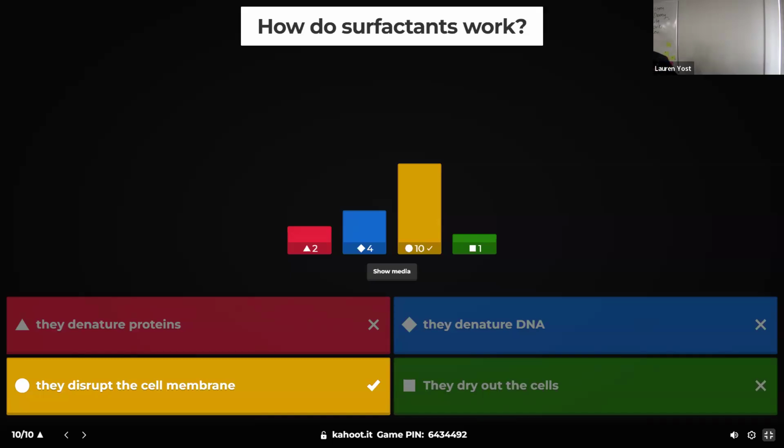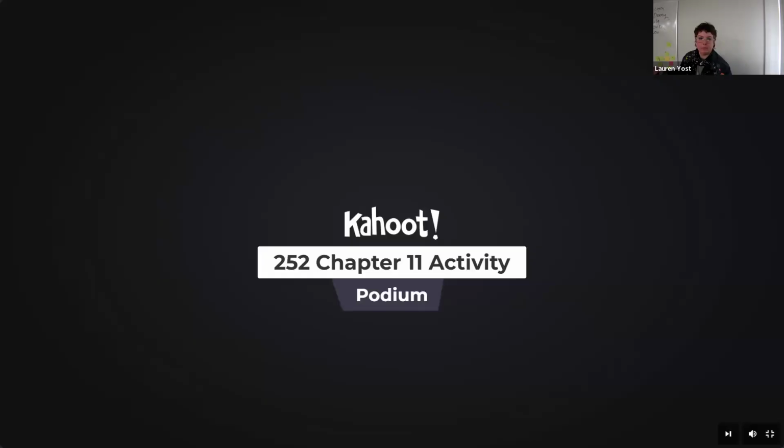All righty. So surfactants, how do they work? Surfactants are going to disrupt cell membranes by mimicking those phospholipids, right? They have a charged head and a nonpolar hydrophobic tail, and they're going to mimic the phospholipids themselves, disrupt the cell membrane by doing that.